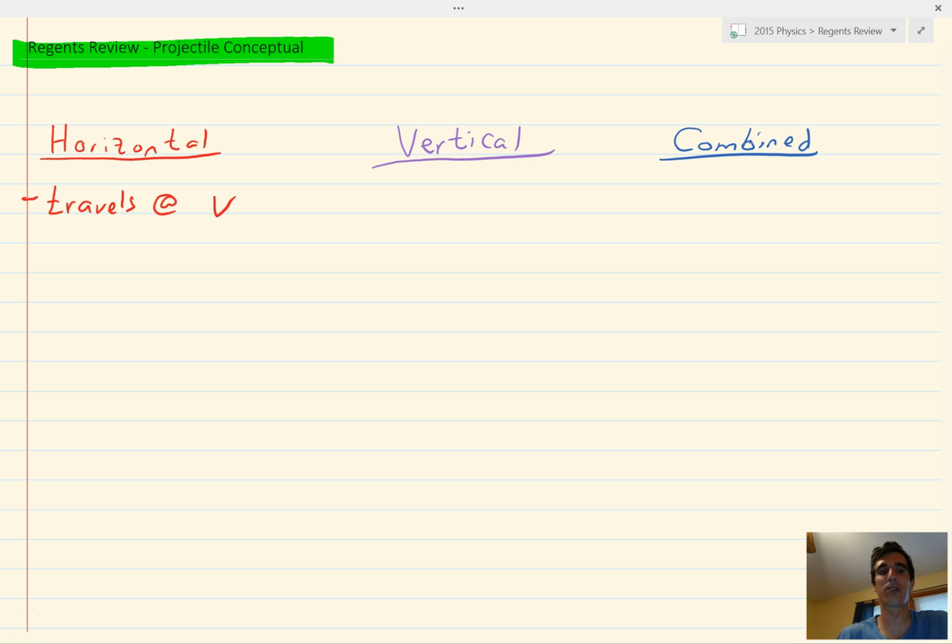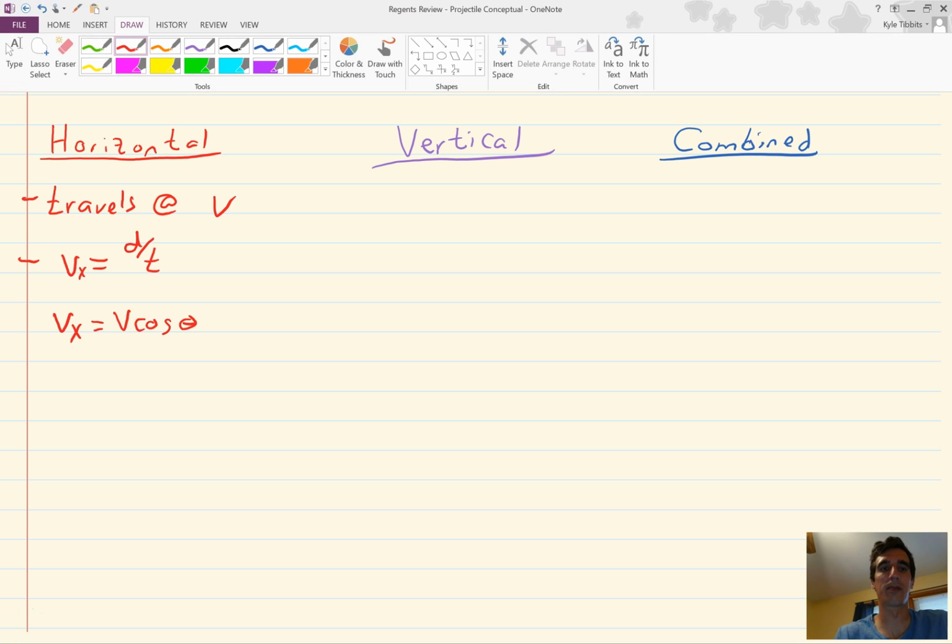Because it travels at a constant velocity, the only formula we could use to analyze it is velocity is distance over time. And that's velocity in the x direction. Now, if by chance this were at an angle, in order to find the horizontal component, Vx is v cosine theta. And that's horizontal motion for a projectile.